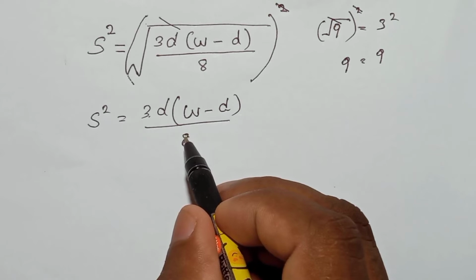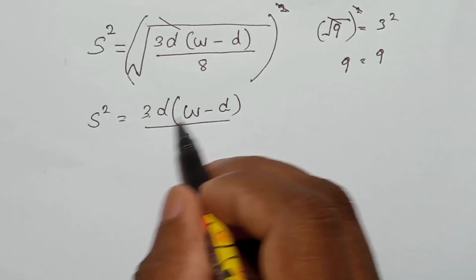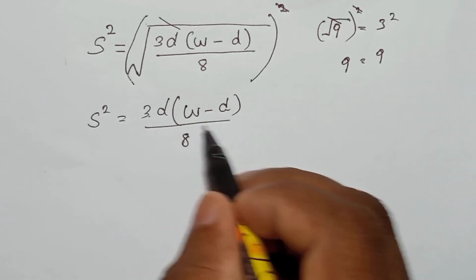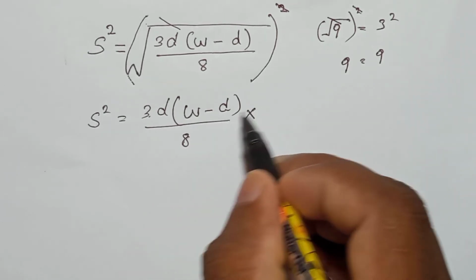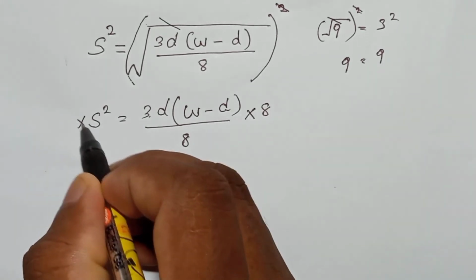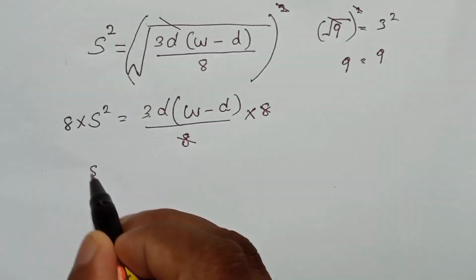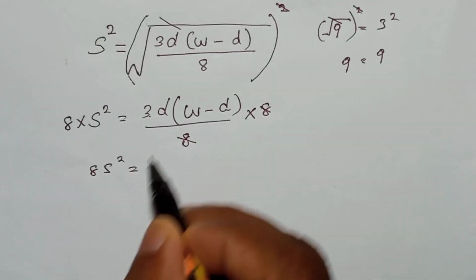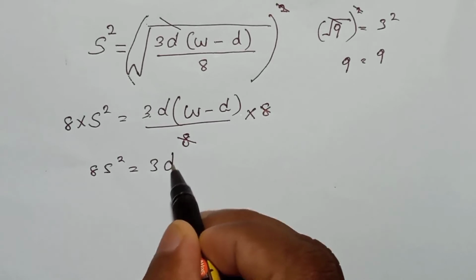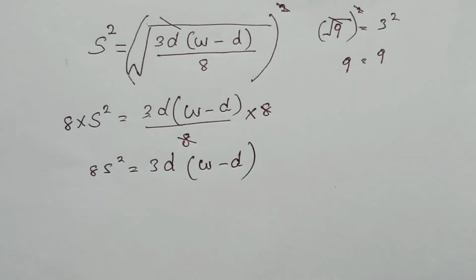So to remove 8, what do we need to do? This is connected with division, so we can multiply to remove it. Multiply this side by 8, this side also multiply by 8, then 8 and 8 cancel. Here we will have 8s squared, and here we will have 3d, w minus d. Okay, now what do I need to do?